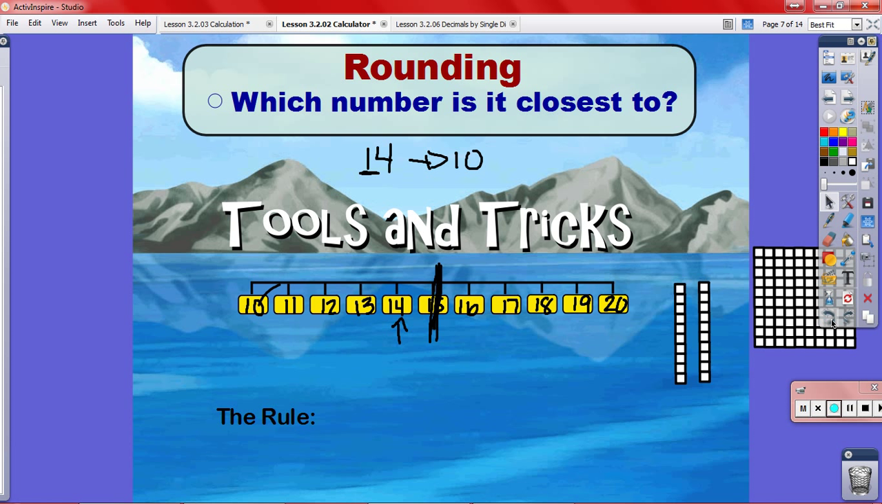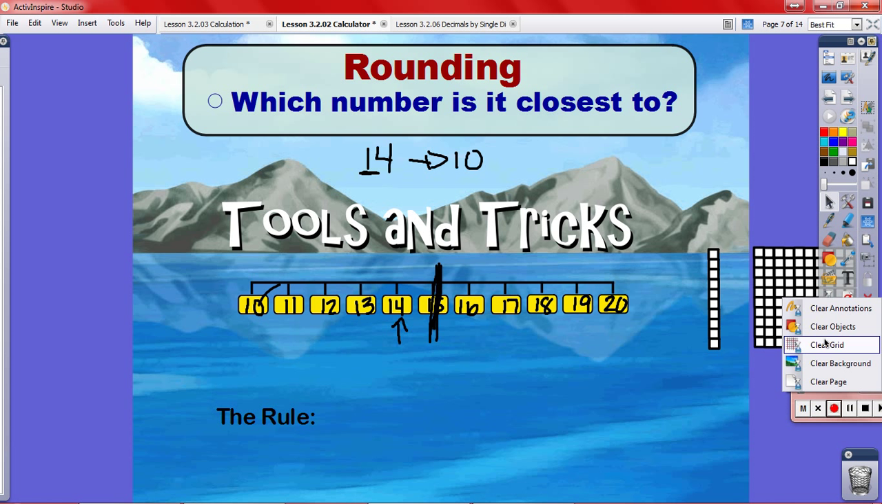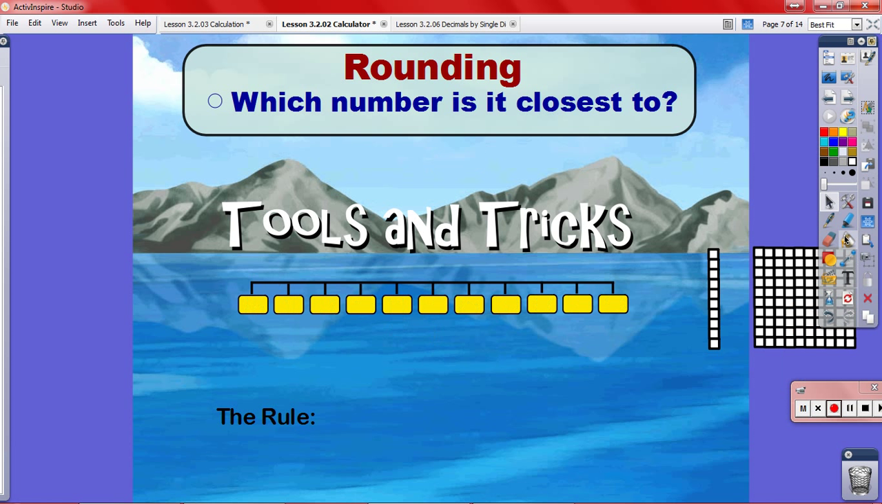Shading these blocks in is just one option. I don't think it's that helpful. I think the number line is much more useful. So I'm probably going to continue on with the number line for the rest of this. Let's try something with a decimal, something a little bit harder.